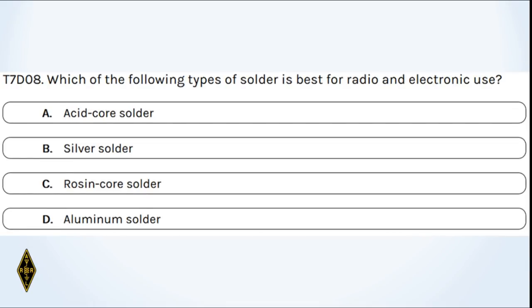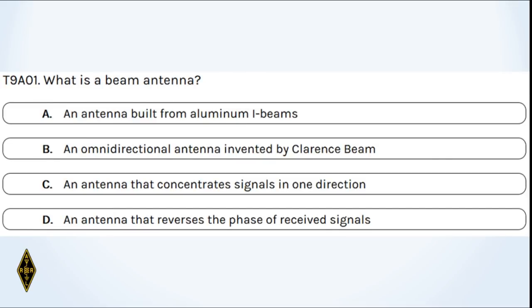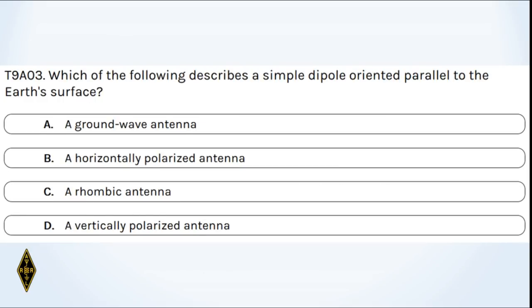And which of the following types of solder is best for radio? Rosin core. And what is the characteristic impedance of a cold solder joint? A grainy or dull surface. And what is a beam antenna? An antenna that concentrates signals in one direction. And which of the following describes a type of antenna loading? Put in the coil to make it look electrically longer.